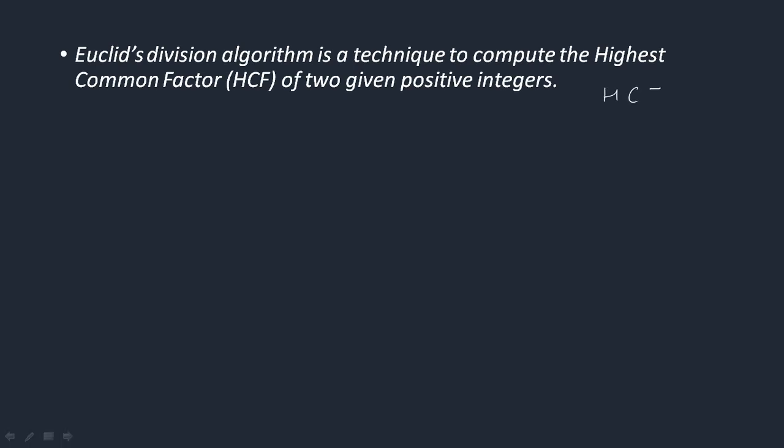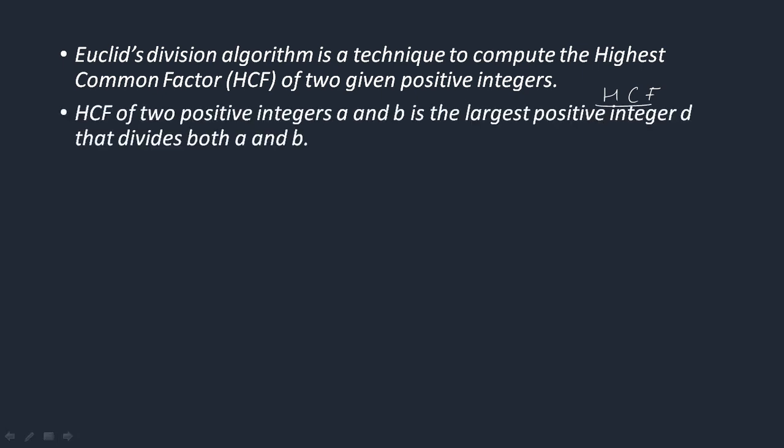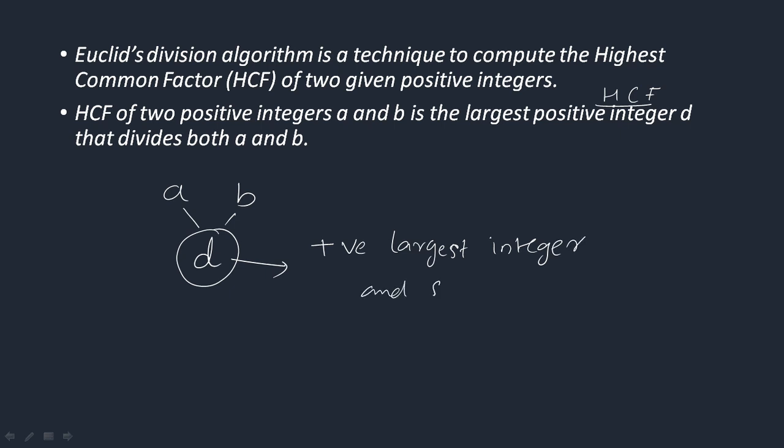Euclid's division algorithm is first used for finding the HCF, that is the highest common factor, of any two positive integers. So the HCF of two positive integers a and b. Let's consider a and b. There is a largest positive integer d. What is the condition of d? It should be the largest positive integer that can divide both a and b. If d is the largest positive integer that can divide a and b, then d is said to be the HCF of both a and b.